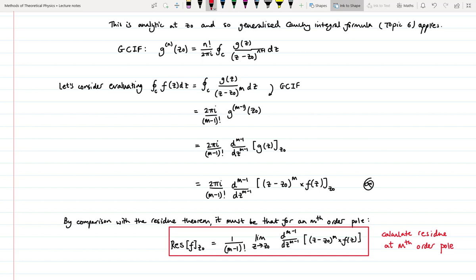So this is a very useful expression for calculating residues, and crucially you have to know m, the order of the pole. I'll also mention that you'll have a go at proving this result using series expansions of functions in the problem sheet.